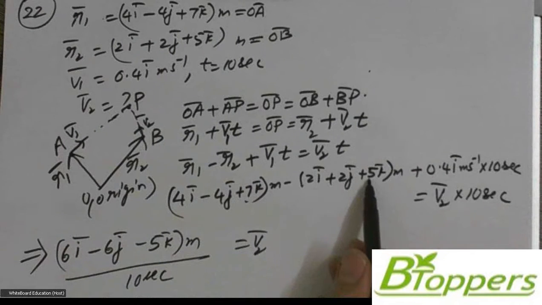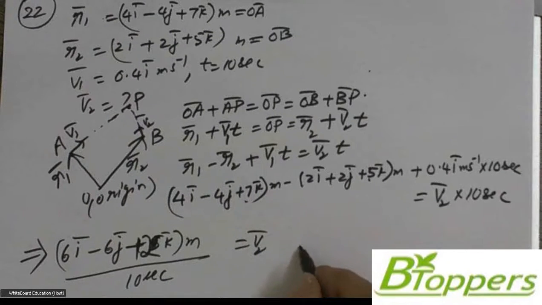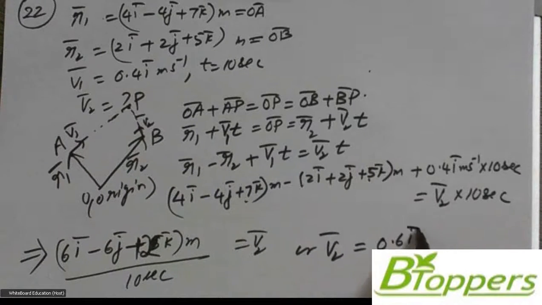7K bar minus 5K bar will be 2K bar. So here you should write 2K bar. If you simplify this, you get the answer: V2 bar equal to 0.6 I bar minus 0.6 J bar plus 0.2 K bar, of course in meter per second. You take 0.6 common outside, you get the answer given there. If you want to copy the solution of the problem, you can take a pause and copy the solution of the problem.